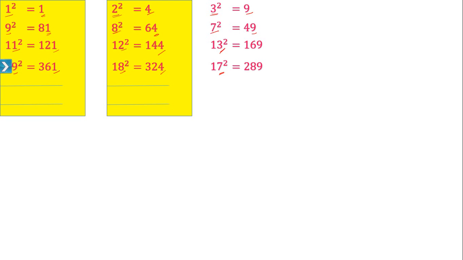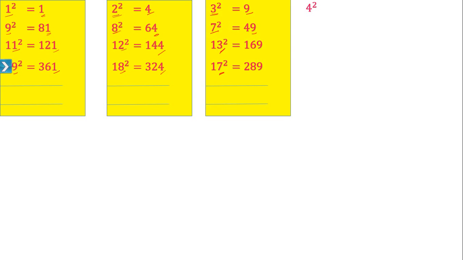Remember, if the digit in the units place of a number is 3 or 7, then its square ends with 9. Write two more examples by yourself of square numbers that end with 9. Write the next number such that its square should end with 9.